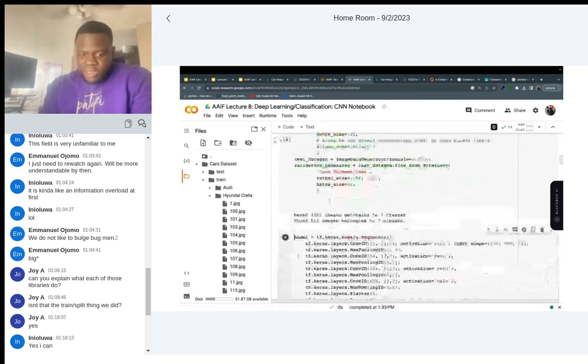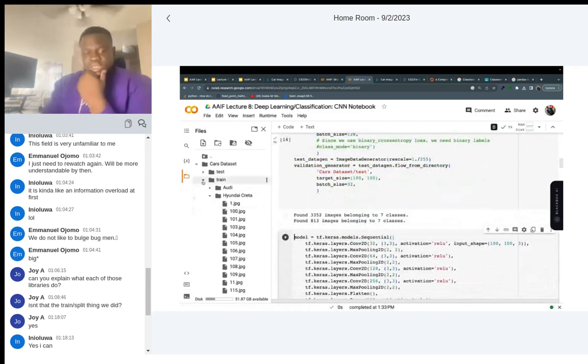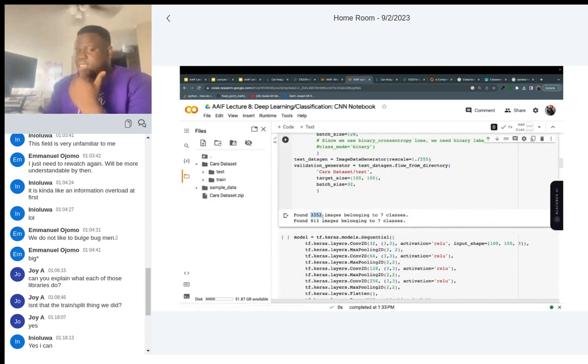And then what is it telling us? It's telling us that in the train, so if you look at it, there are two directories. In the train data set, there are 3,352 images overall, and they belong to 7 classes. Now, in the test set, there are 813 images overall that belong to 7 classes.